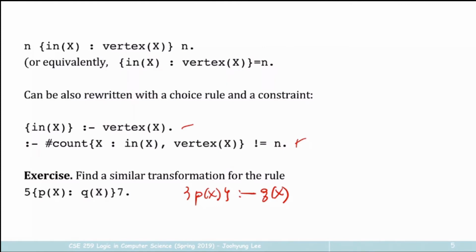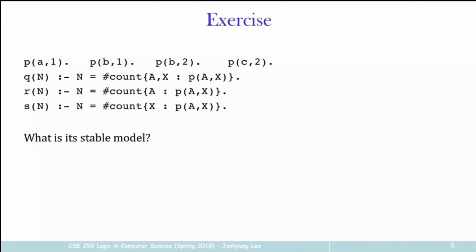So while he's writing the solution, let me actually move on to the next work. Okay, so here is yet another exercise problem. We have PA1, PB1, PB2, PC3. So we are going to count it, and for the Q, note here that the difference is what we are actually counting.